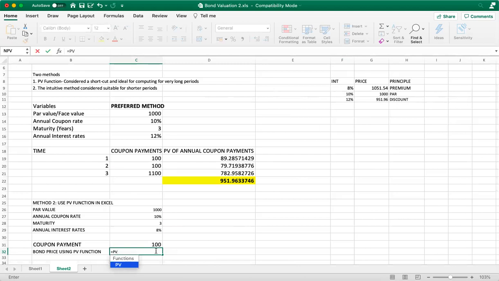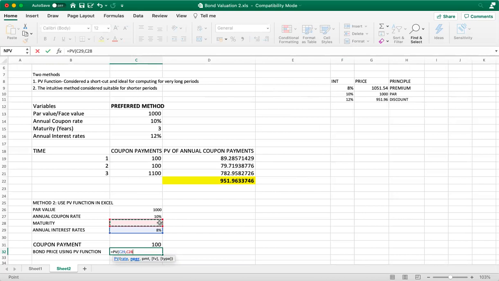When you say equals PV, Excel will ask you for the rate. What is the rate for our case? The rate is 8%. Then put a comma. What is the number of periods? NPER means number of periods. What is the number of periods you are going to pay this? 3 times. So it gives you the number of times you are going to pay that.